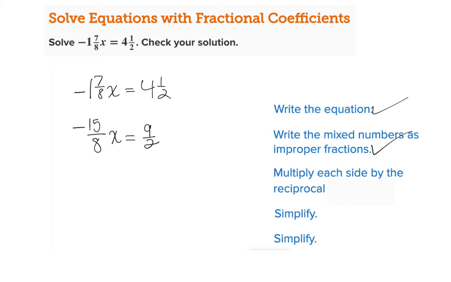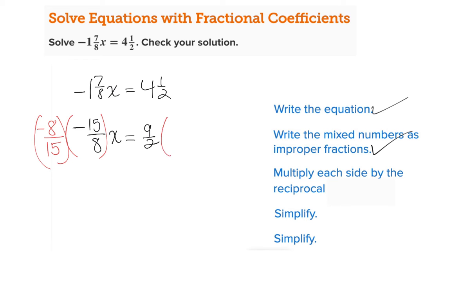Now that we have those written as improper fractions, we can multiply each side by the reciprocal. This is the new step we looked at today in class. We can take this and multiply it by the reciprocal of negative 15/8. So that would be negative 8/15. We're just flipping the top and the bottom, flipping the numerator and denominator.